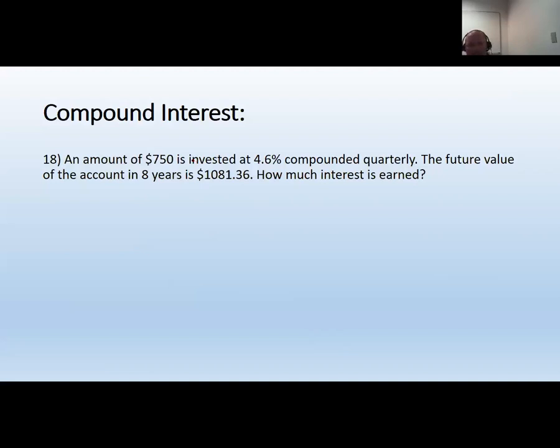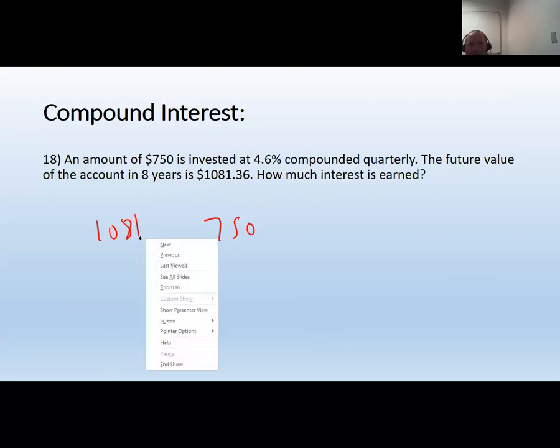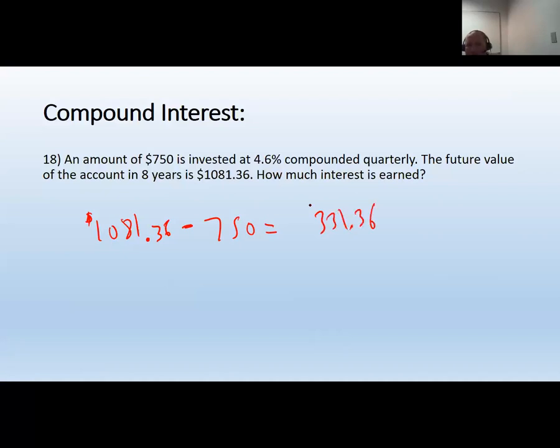Okay, so basically if the initial investment is $750 and the future value is $1,081, essentially the person invested $750 of their own money, but now their investment is worth $1,081.36. Well, the difference in those two amounts is the amount of interest earned. So all we really need to do on this particular problem is take $1,081.36 and subtract off $750. And so you have $331.36 as the amount of interest earned on this particular problem.